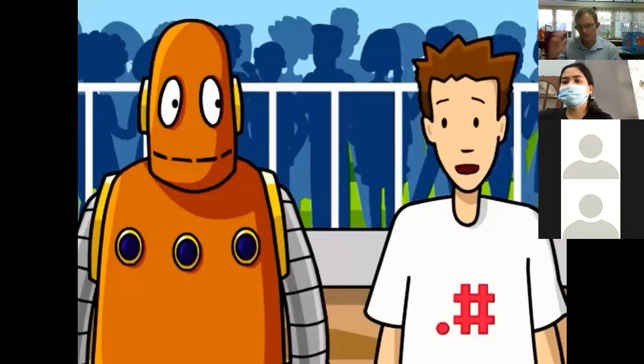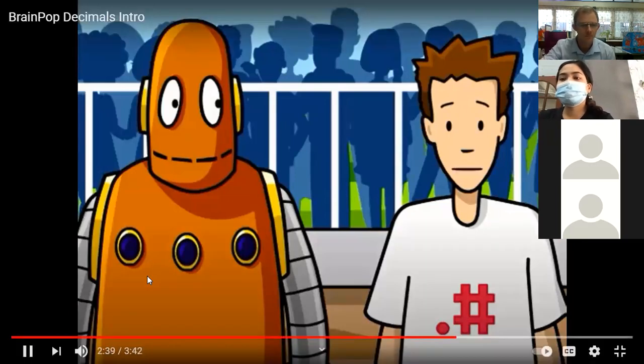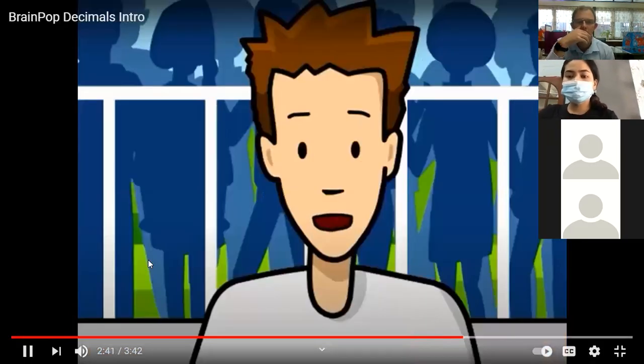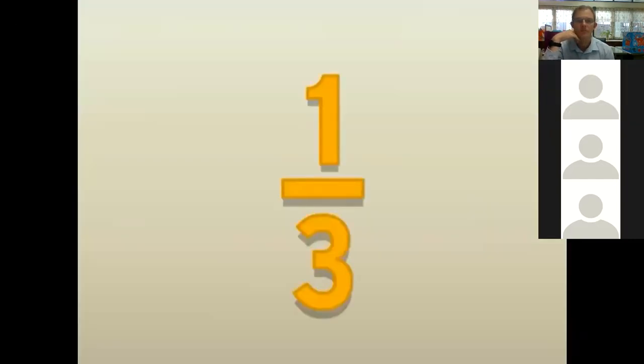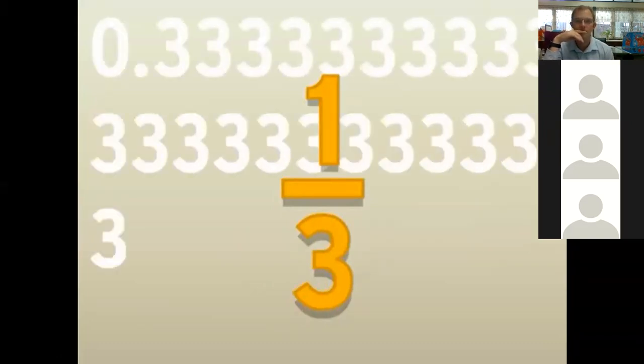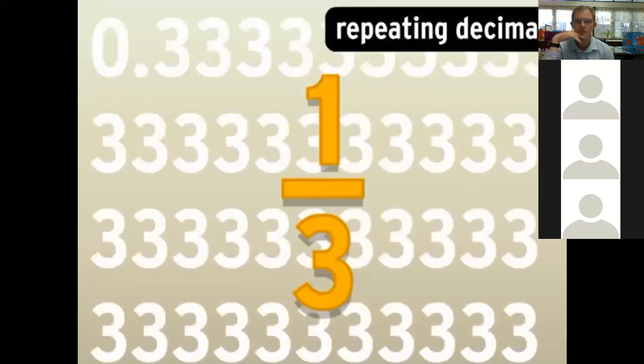Well, 0 is just a placeholder. Adding zeros to the right of a decimal number doesn't change the value of the number. Some decimals do go on adding numbers to the right forever. For example, the decimal equivalent of the fraction 1/3 starts out as 0.333 and just keeps going on and on. These decimals are called repeating decimals.